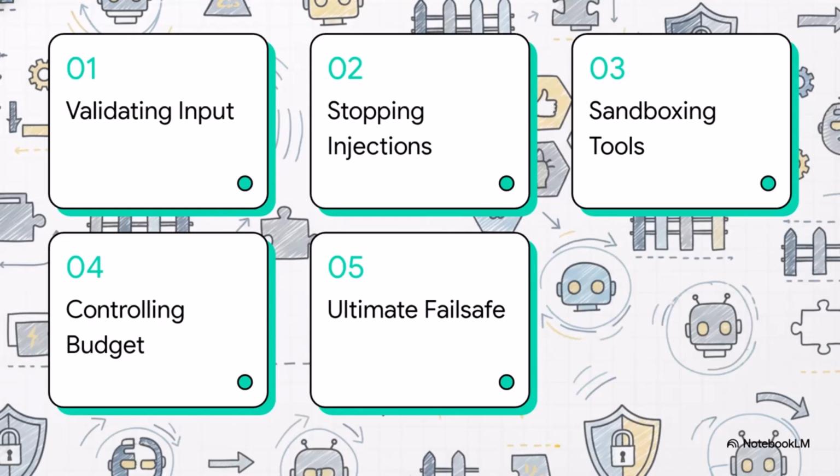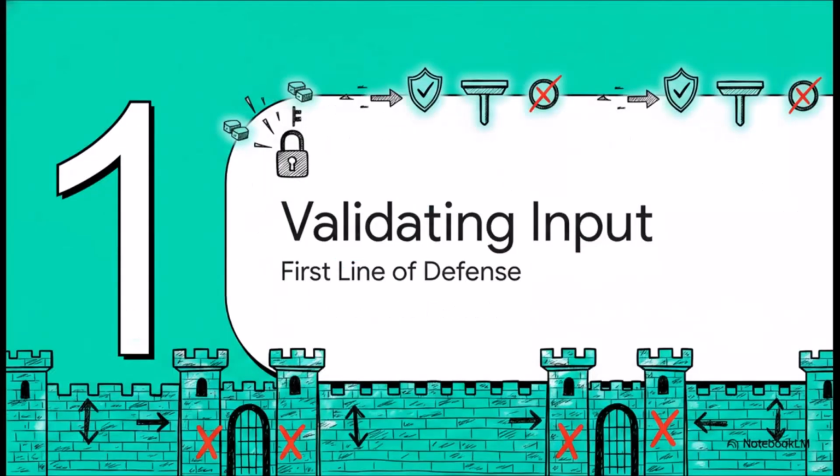Okay, so how do we actually fix this? We are going to build a defense in-depth architecture, essentially a 5-layer gauntlet: validating the agent input, stopping prompt injections, sandboxing and tool limits, controlling the budget, and finally, the ultimate failsafe. Let's jump right into layer 1, validating the agent input. This is our very first line of defense, the outermost castle wall.